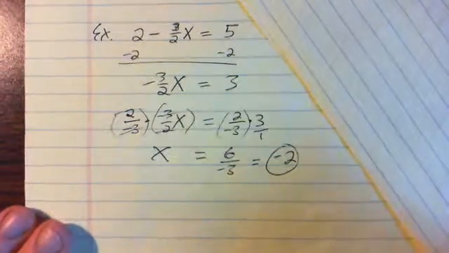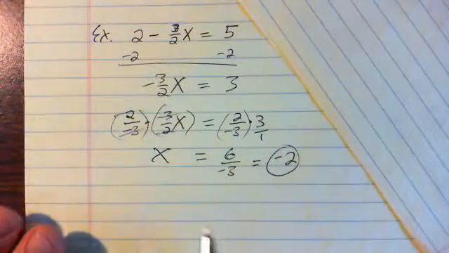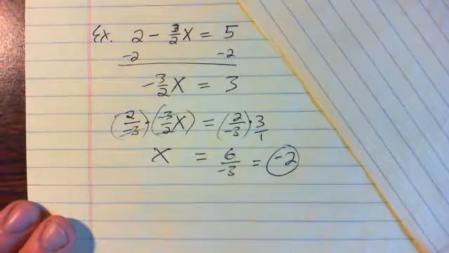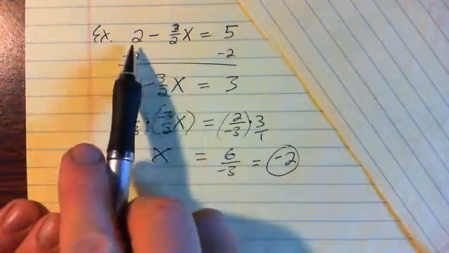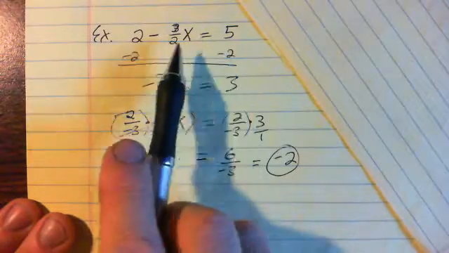Alright, this is solving linear equations, part 2. And we left off talking about how to solve two-step equations. So I have an equation here, 2 minus 3 over 2 times x equals 5.